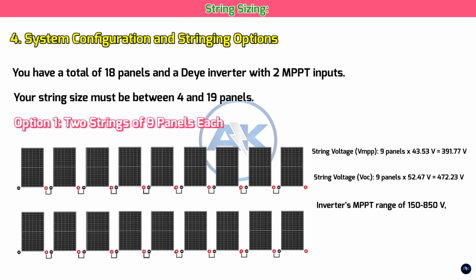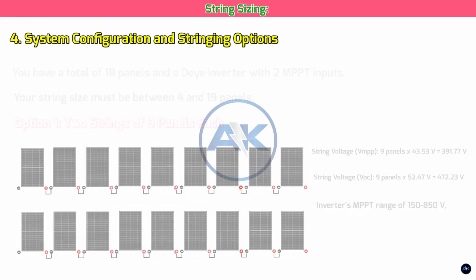You can connect one string to each of the inverter's 2 MPPT inputs, which is perfect for maximizing efficiency, especially if the panels are on different roof sections or face slight shading.